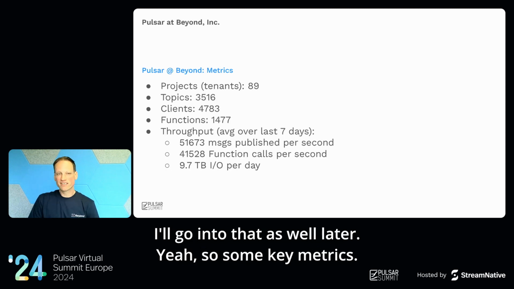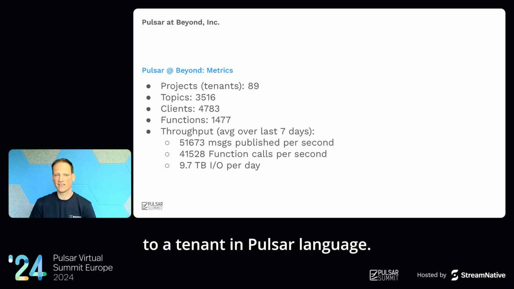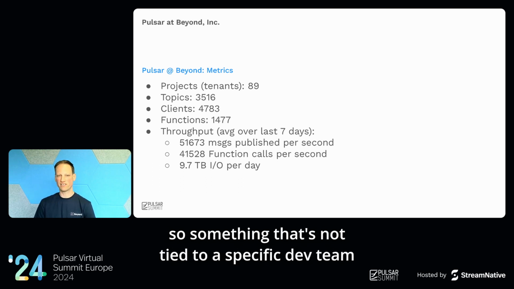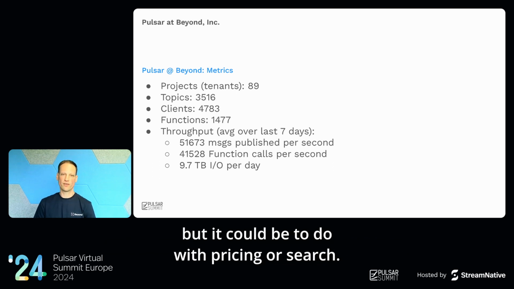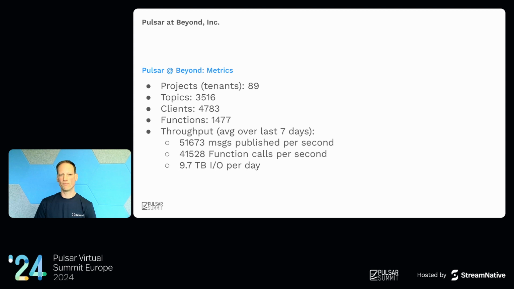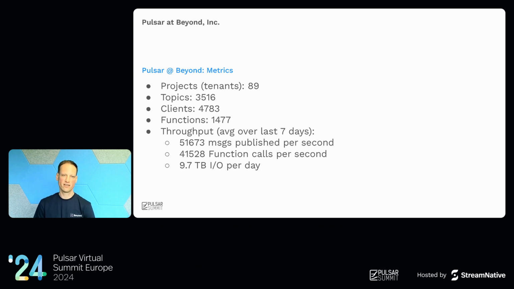So some key metrics. We have almost 90 projects at Overstock. A project essentially translates to a tenant in Pulsar language. At the company, a project is essentially a domain, something that's not tied to a specific dev team, and often will move between dev teams. It could be to do with pricing or search. We have about 3,500 topics and almost 5,000 clients. These aren't unique clients, so some of these will be several pods of the same client.